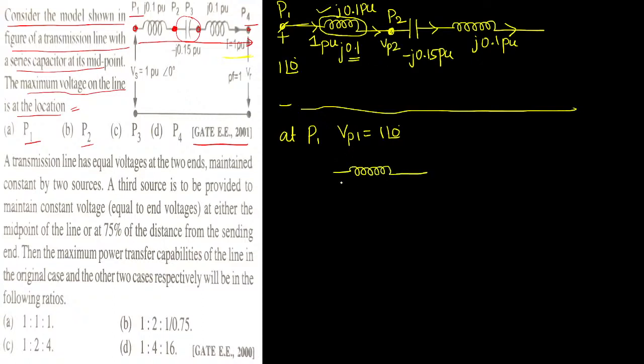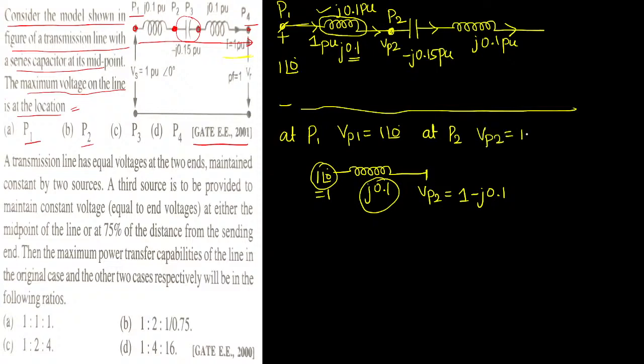Correct? Yes, sir. How much voltage is here? 1 at an angle of 0. How much voltage drop has occurred here? J 0.1. 1 at an angle of 0 will be equal to 1 only. So now I would like to know the voltage at this point. How will you find it? Total voltage minus the drop here. So the value of Vp2 can be written as net voltage minus drop J 0.1. That is the value of Vp2. So we found the value of Vp2 at P2: Vp2 equals 1 minus J 0.1.